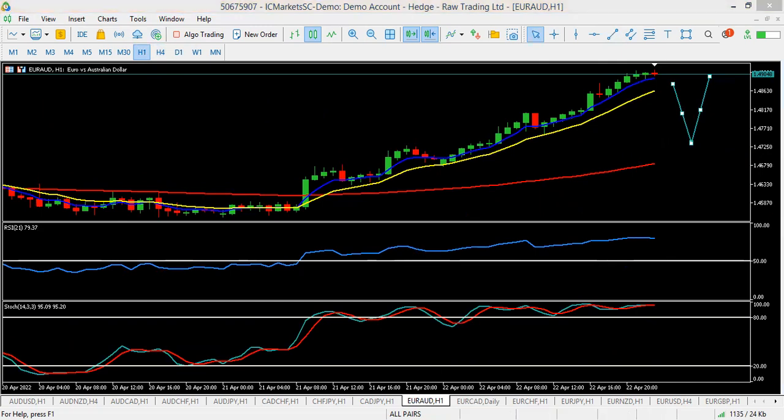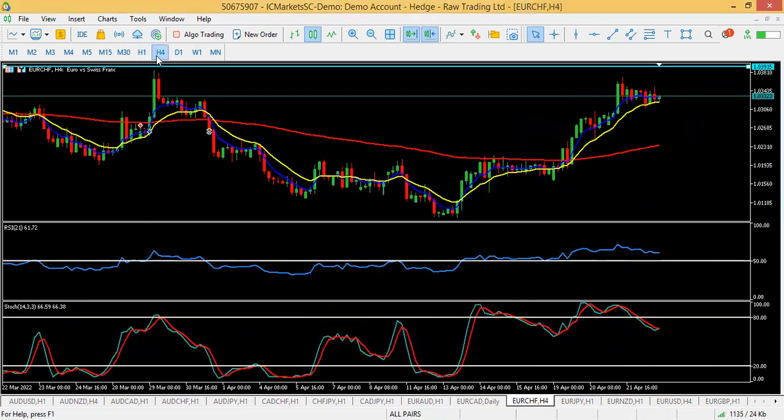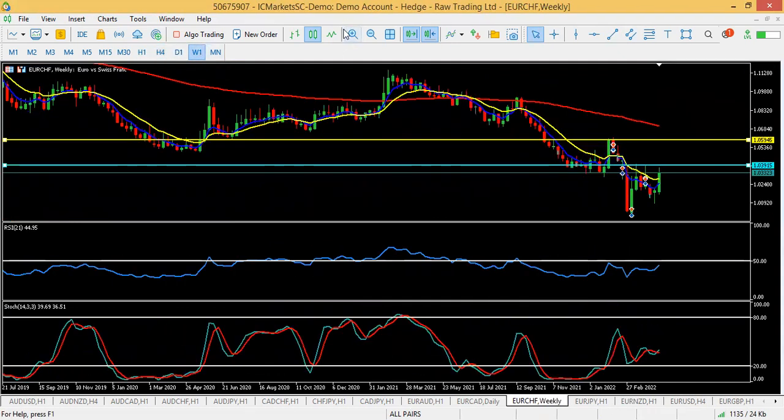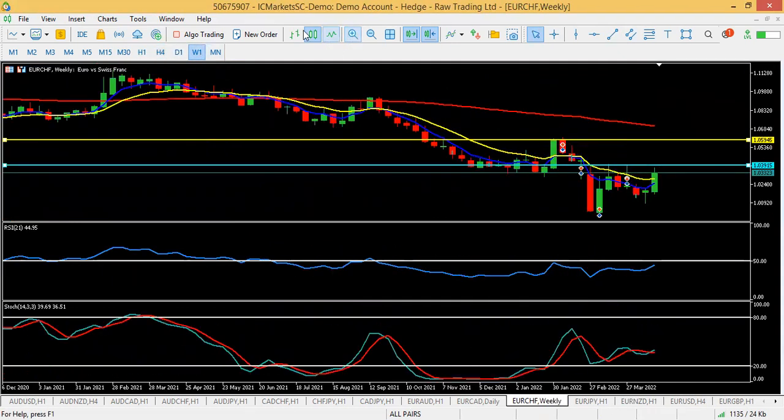All right, so Euro Swiss franc, according to H1 and H4, it is currently buy bias. On the weekly candle, we see this close in green, so this tells us that more upside is most likely going to come. So we're expecting Euro Swiss franc to push up to the yellow resistance at 1.0594 during this coming week.